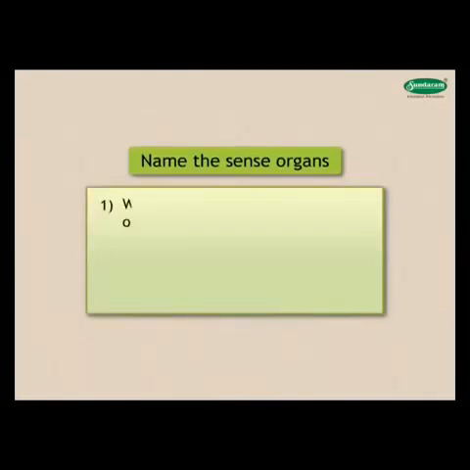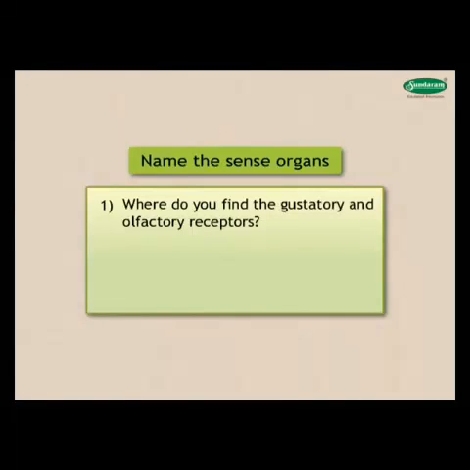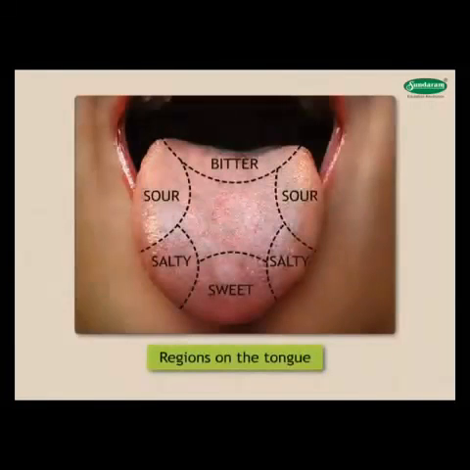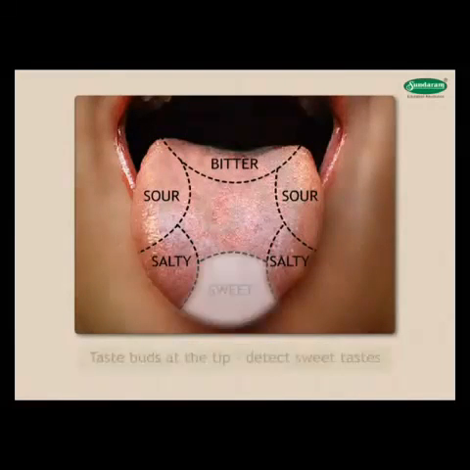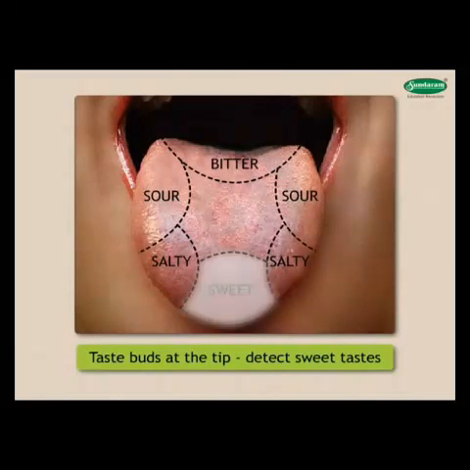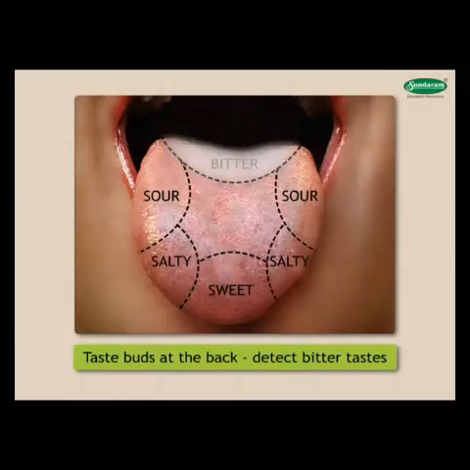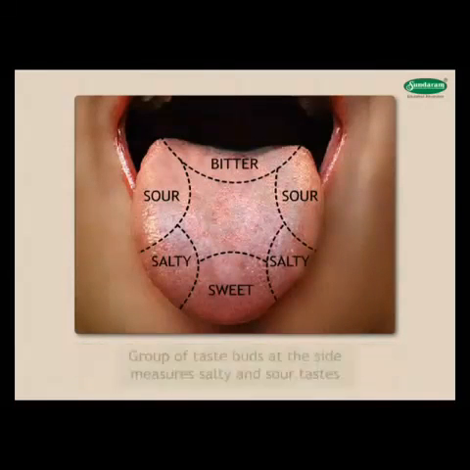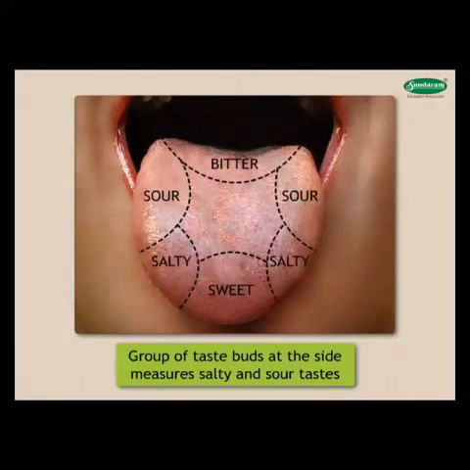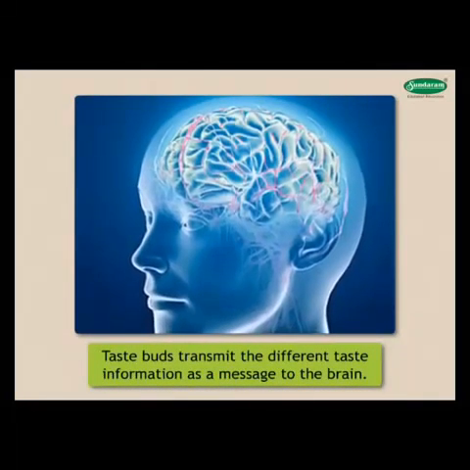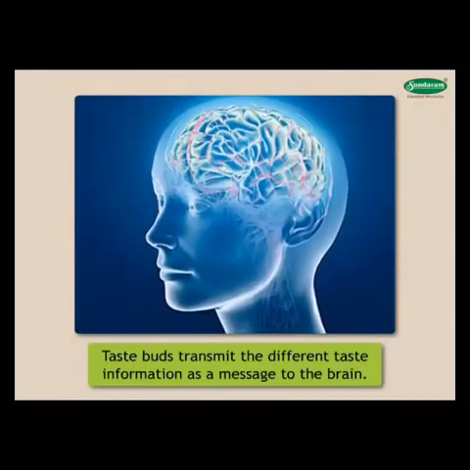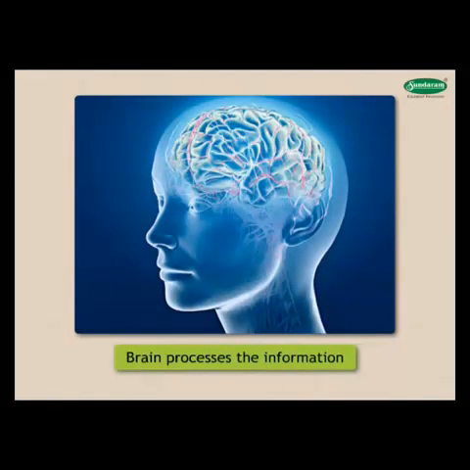Name the sense organs. Where do you find the gustatory and olfactory receptors? What do they detect? How do we taste food? There are distinct regions on the tongue where main tastes are detected or recognized. Taste buds at the tip of the tongue detect sweet tastes. Those at the back detect bitter tastes. Groups of taste buds at the side of the tongue detect salty and sour tastes. The taste buds on the tongue transmit the different taste information as a message to the brain. The brain processes the information and tells us what food is actually in our mouth.